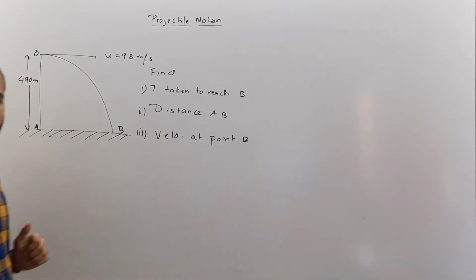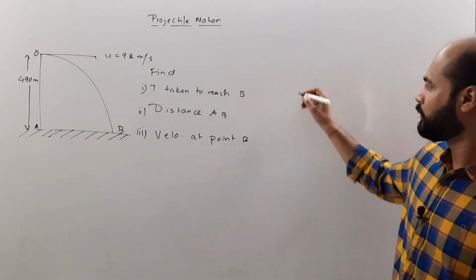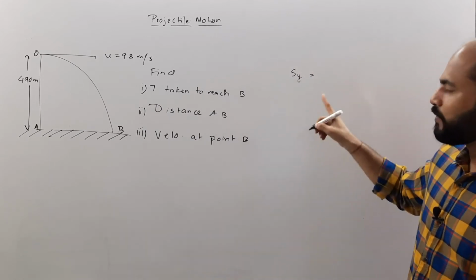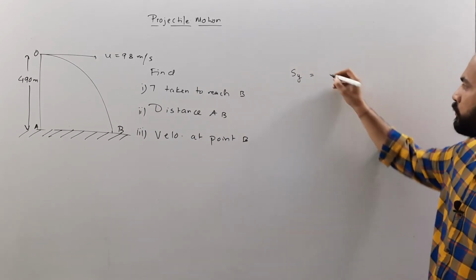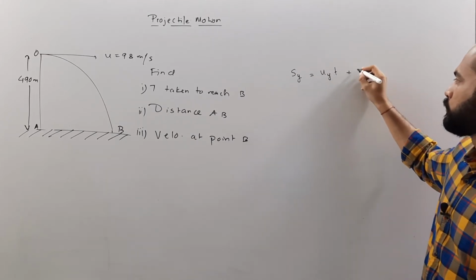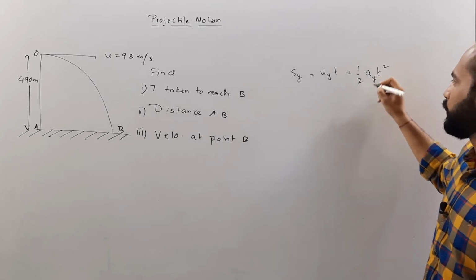Let's take up the first one. Now definitely the first thing that I have to do is take up Sy. So Sy we know is going to be u t plus half a t square, where this is y.